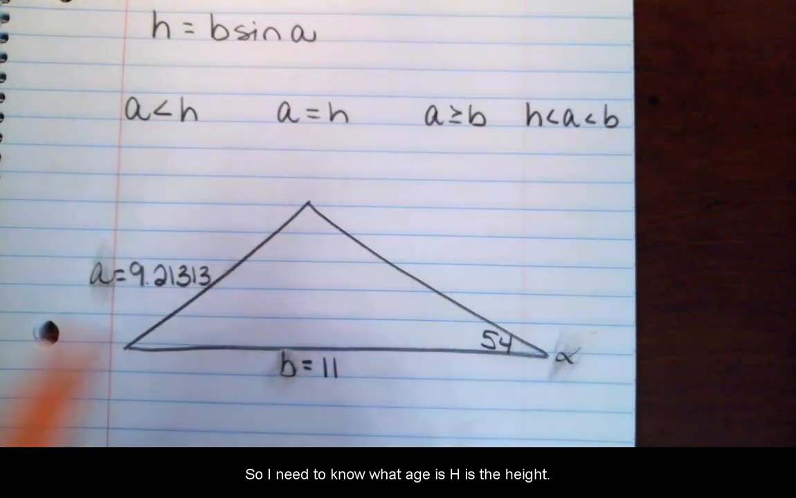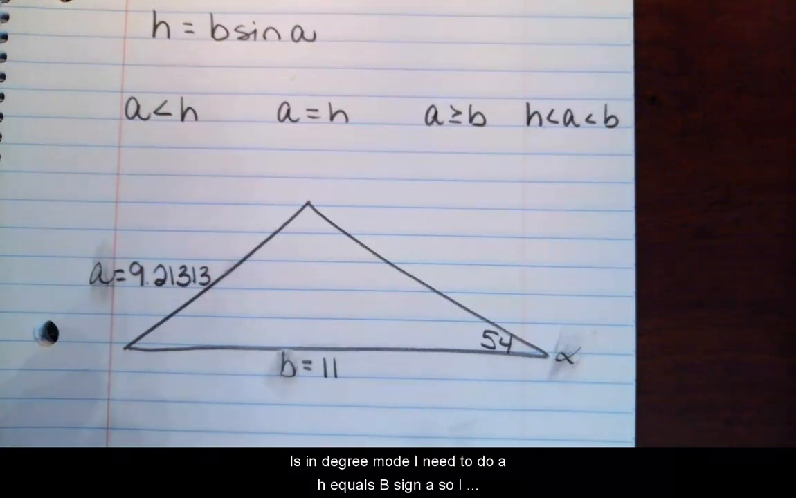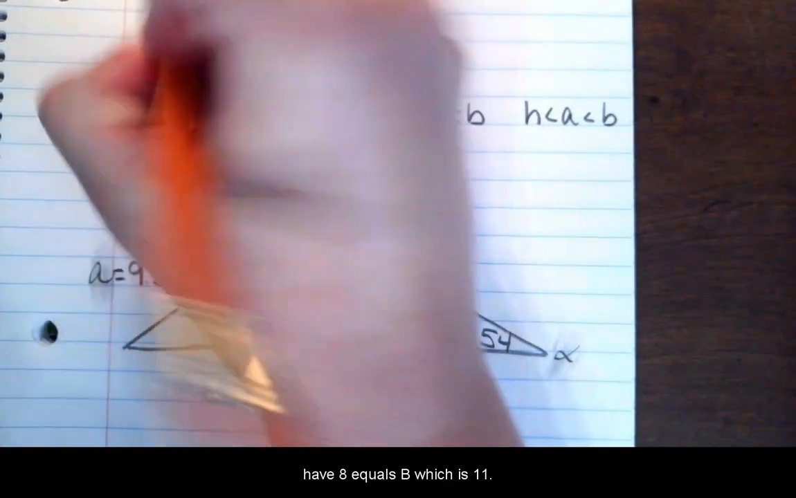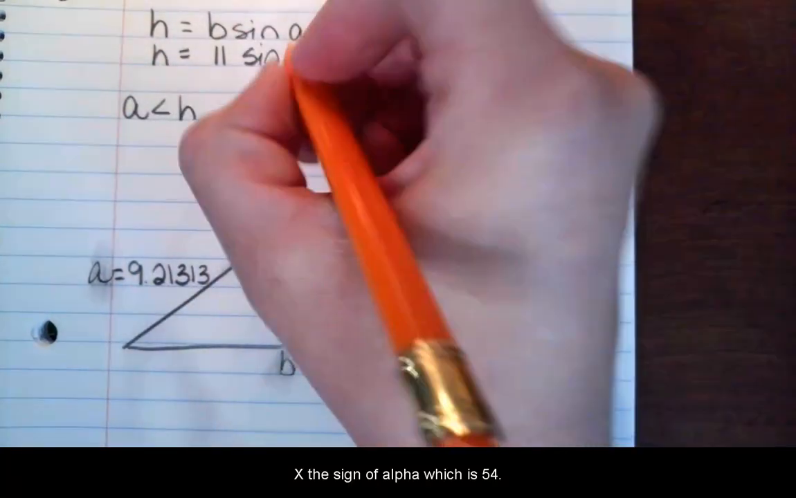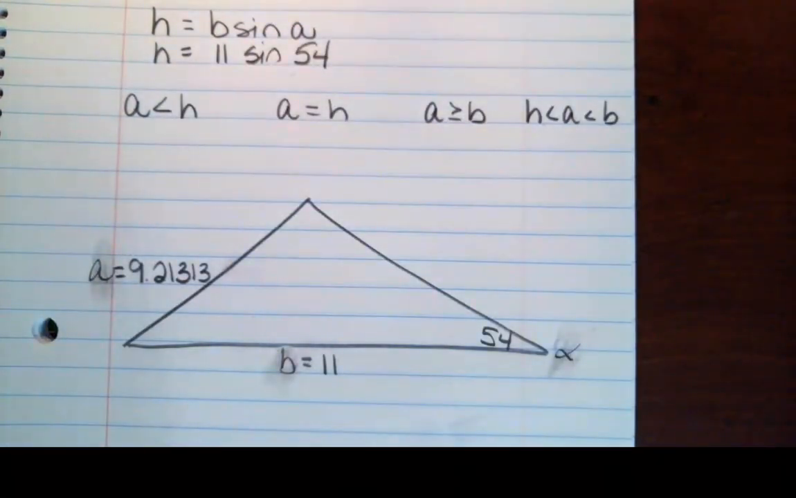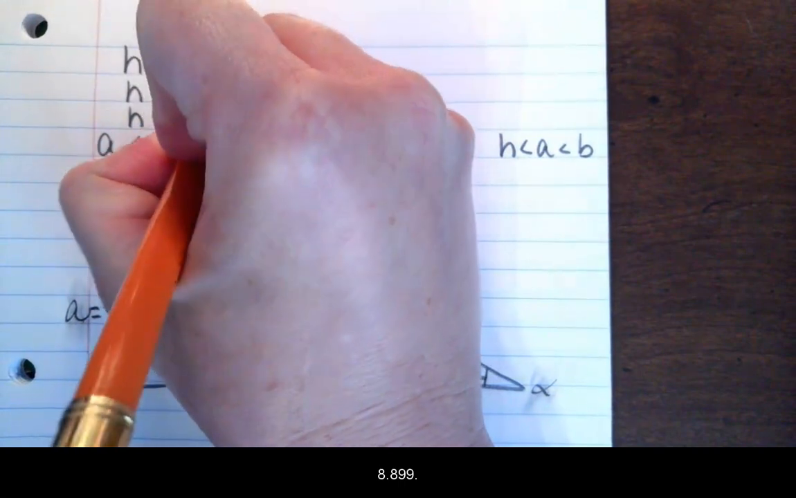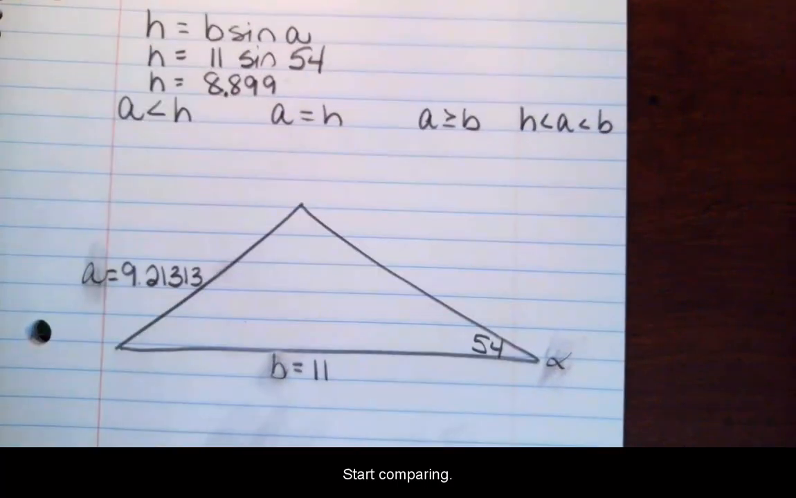So I need to know what H is. H is the height of your triangle. Looking at this, making sure that your calculator is in degree mode, I need to do H equals B sine A. So I have H equals B, which is 11, times the sine of alpha, which is 54. So I have 11 sine 54, which gives me 8.899. So I have H equals 8.899. Okay, so I want to start comparing now.